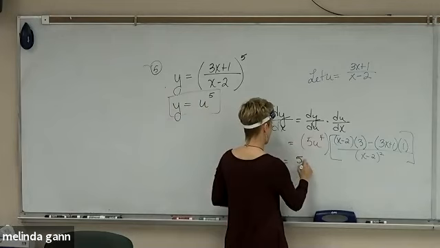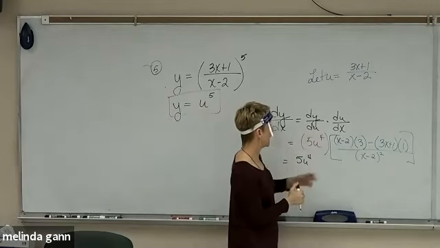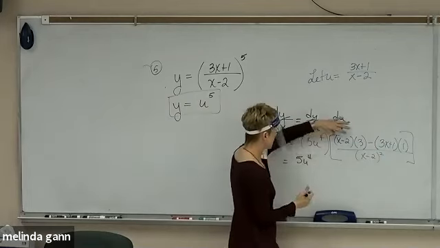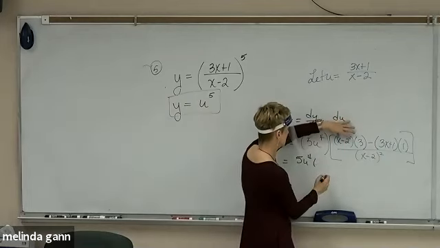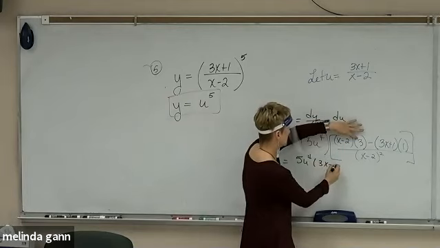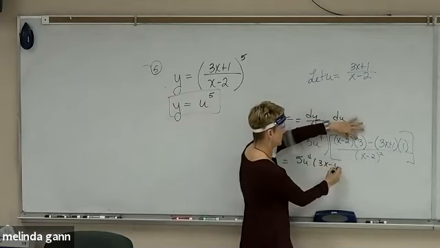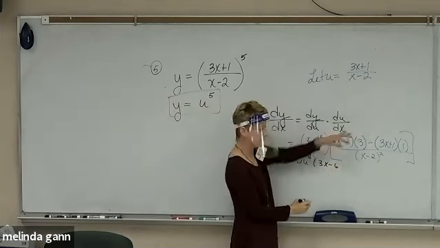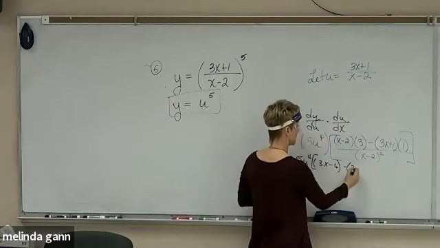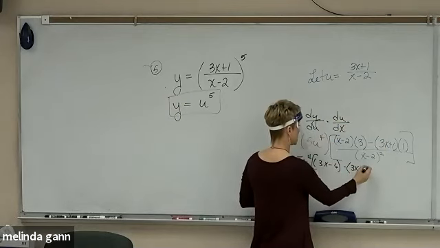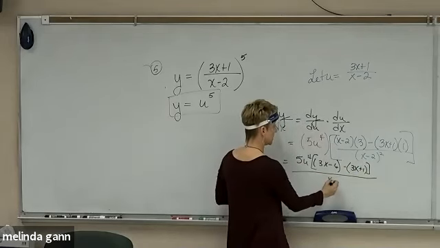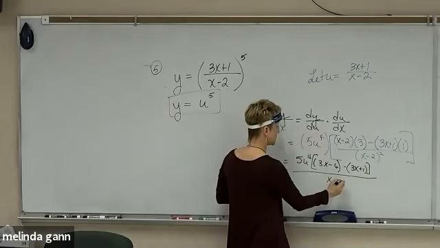So I've got a 5u to the 4th. Now look, I can't factor anything out, so I'm going to multiply that numerator out. So that's going to be a what? A 3x minus a what? 6. Is everybody with me? All right. Minus, what's that going to be? 3x plus 1. Now, all that is over what? X minus 2 squared.